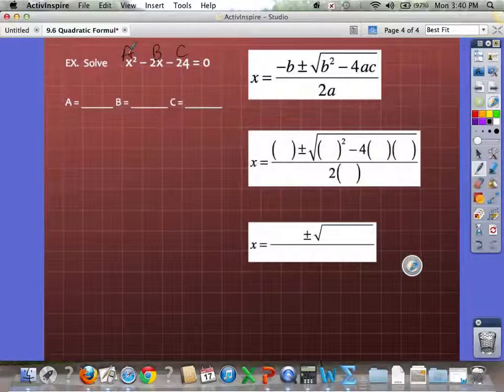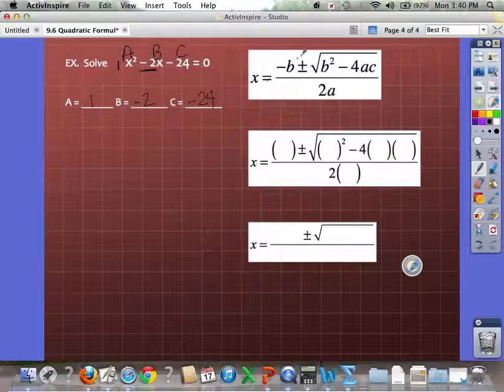So the coefficient of my x squared value is a 1, so A is 1. My coefficient of B is negative 2. Remember that goes with the number. And then my constant C, which is negative 24. Okay, at this point you've got your A, B, and C. Now you can start plugging in.